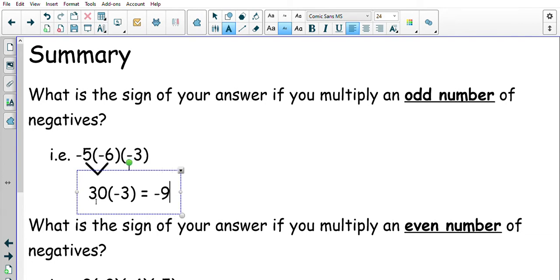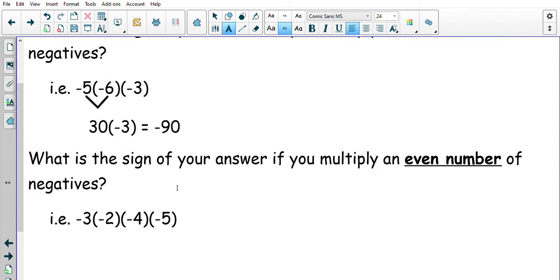30 times 3 is 90. So the solution to this question, which has 3 negatives, is going to be negative. Let's look at this. What if we have an even number of negatives? So now I have 4 negative numbers being multiplied.